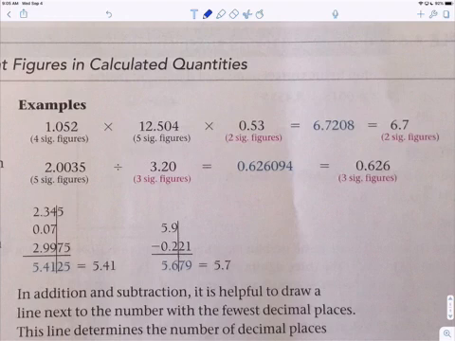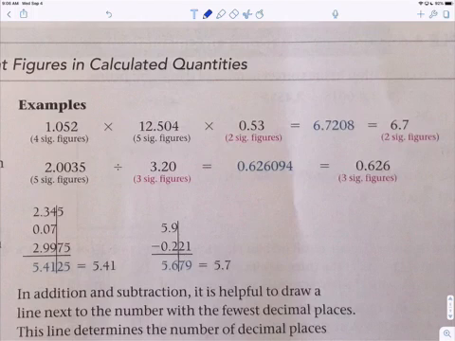Now for addition and subtraction, you can only go to where you know your lowest value. For these numbers here, notice that this one goes to the thousandths, this one goes to the hundredths, this one goes to the 10,000ths, but you're limited by the hundredths place. So you're only certain to that 100ths place.